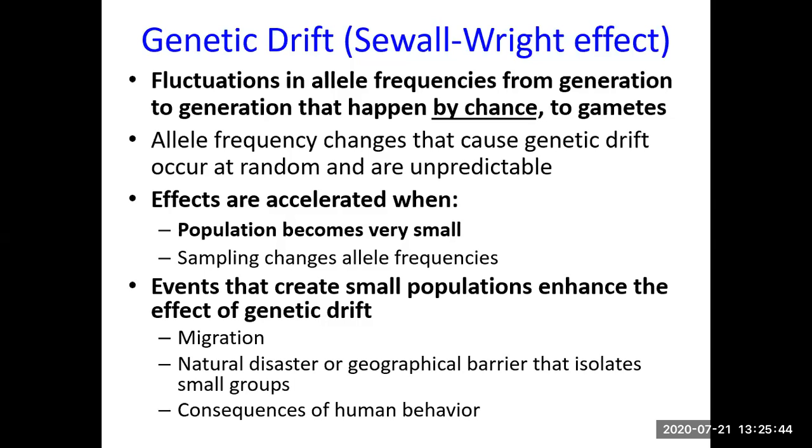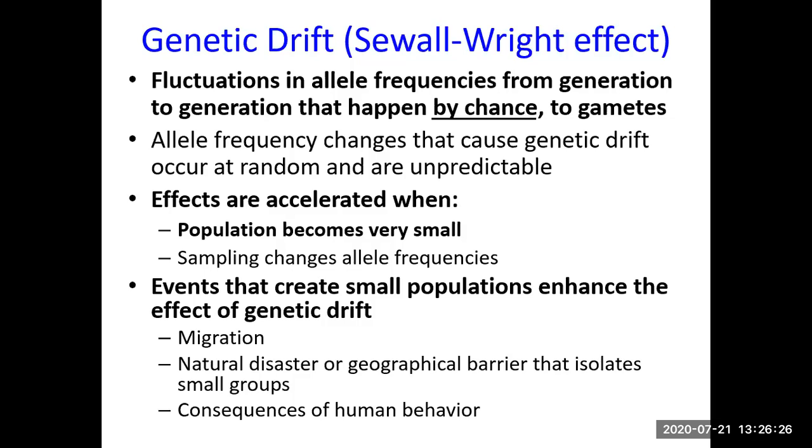But imagine now this island has 1,000 individuals, and out of that 50 individuals died. There is less of an effect on this bigger population than on the small population. So remember, the smaller the population, the greater the genetic drift. That is why the pinky finger, the small finger of your hand. Events that create small populations enhance the effect of genetic drift: migration, natural disaster, consequences of human behavior, any random change in the allele frequencies for whatever reason, but this has to be by chance. These occur at random and are unpredictable. So that is genetic drift.